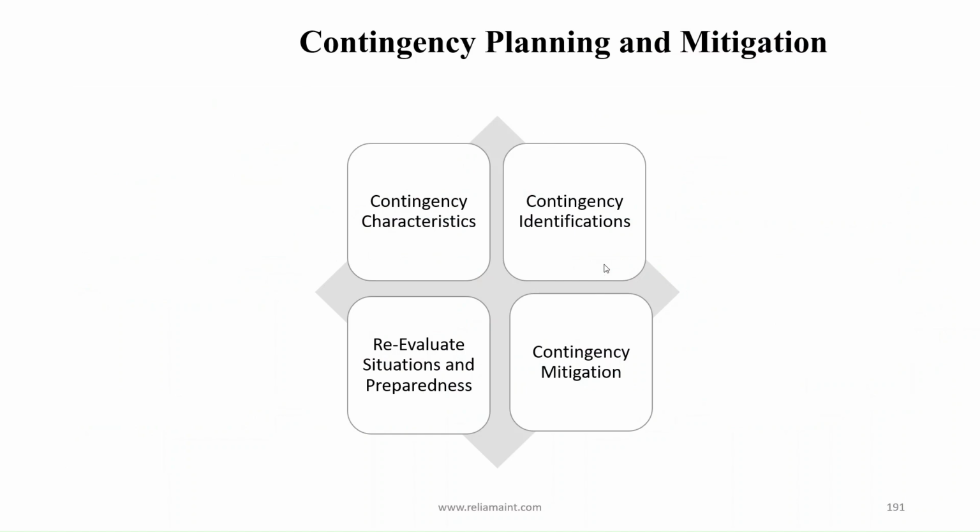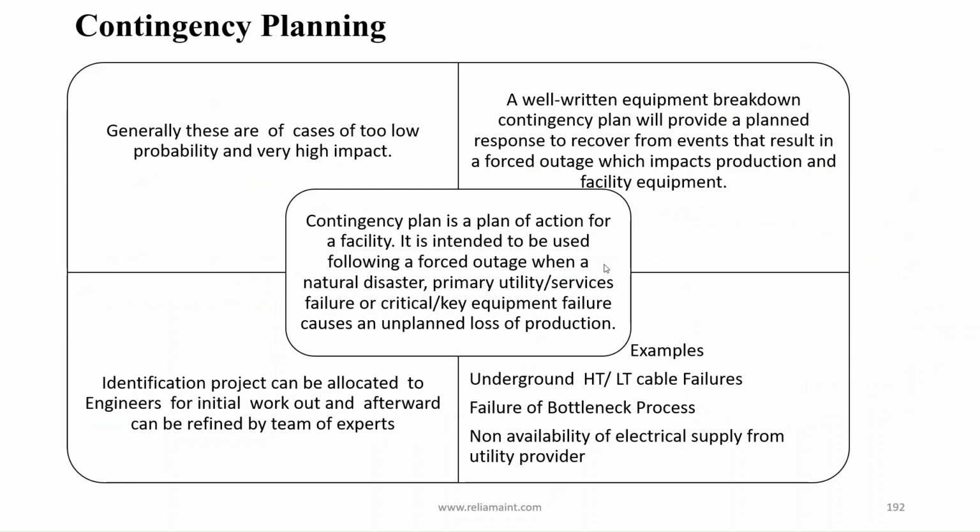Contingency planning and mitigation. Reevaluate situations and preparedness. Contingency characteristics. Contingency mitigation. Contingency identifications. Contingency planning. Contingency plan is a plan of action for a facility. It is intended to be used following a forced outage when a natural disaster, primary utility/services failure, or critical/key equipment failure causes an unplanned loss of production.